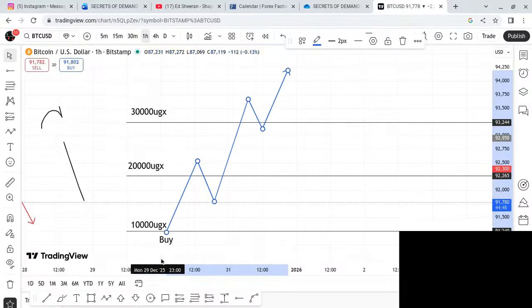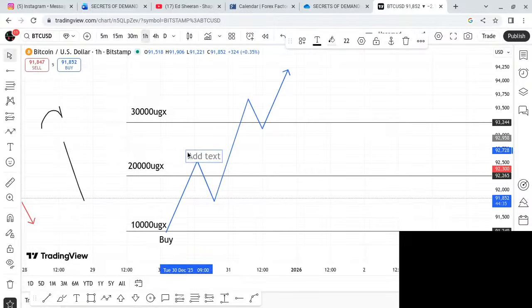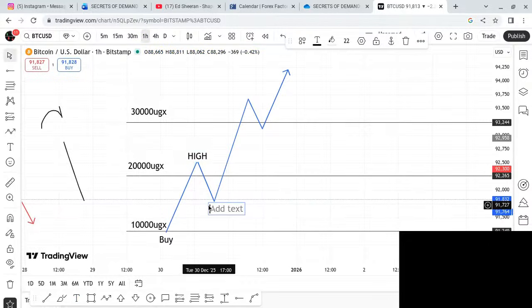Now, what is structure? Structure is the movement of the market forming what we call the highs and the lows. Remember, when the market pushes from this area and it pushes up, in our previous mentorships, we say this is a high. This is a high around here, and this is a low.